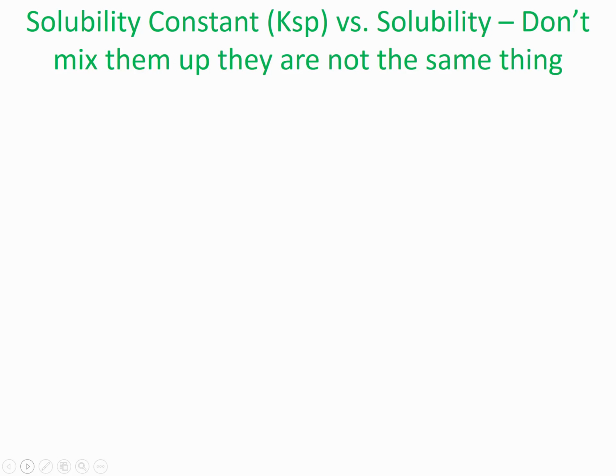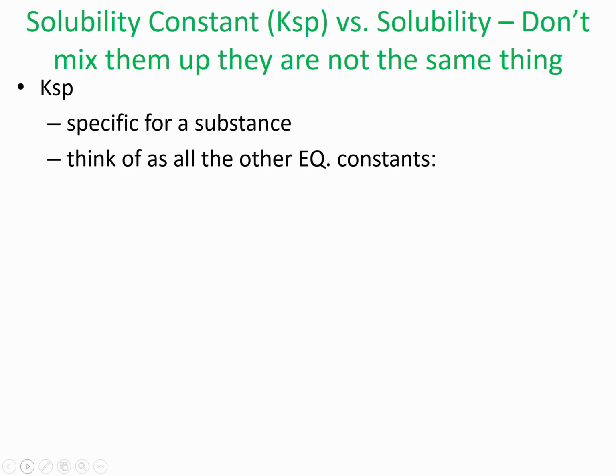All right, so what is solubility? What does that mean? Sometimes students will get Ksp, the solubility constant, and the idea of solubility mixed up. So Ksp is a constant for a specific substance. So think of all the other equilibrium constants we've covered. This is actually our last one.